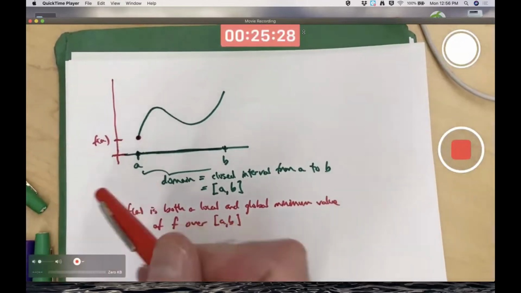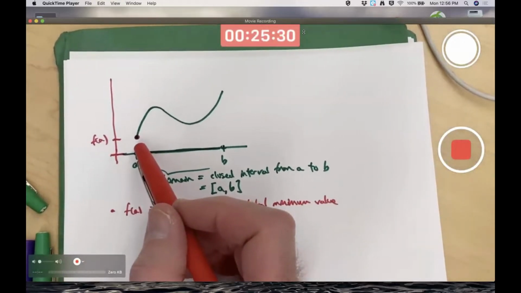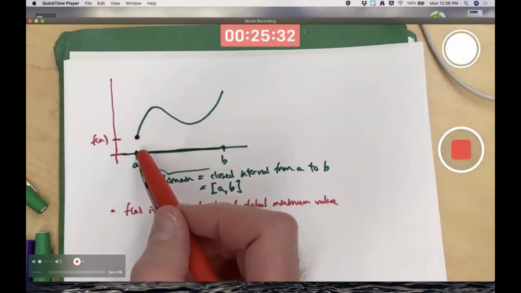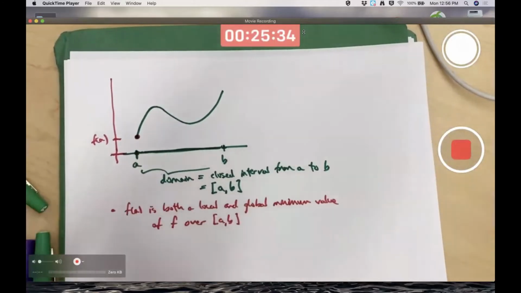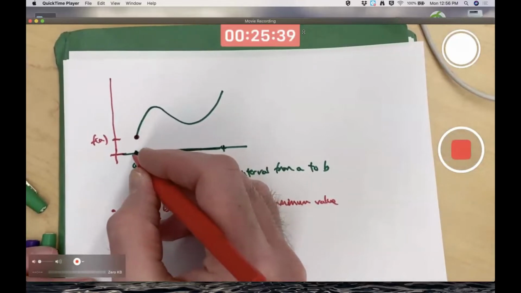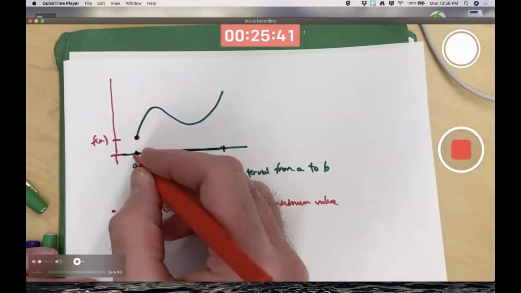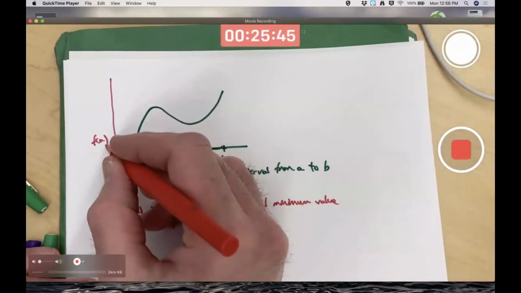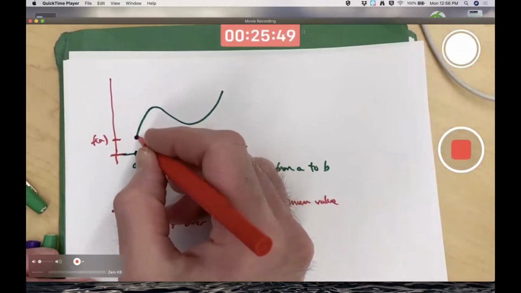You want to say? You're getting warm. If the endpoint is not part of the domain, if I do not include A in the domain here, then the function actually never reaches this value at f of A. This point would not be part of the graph.